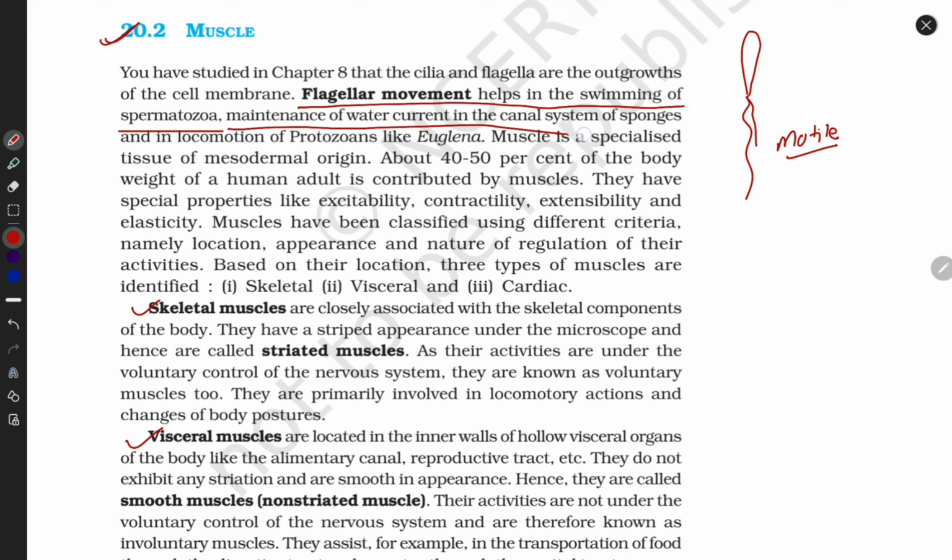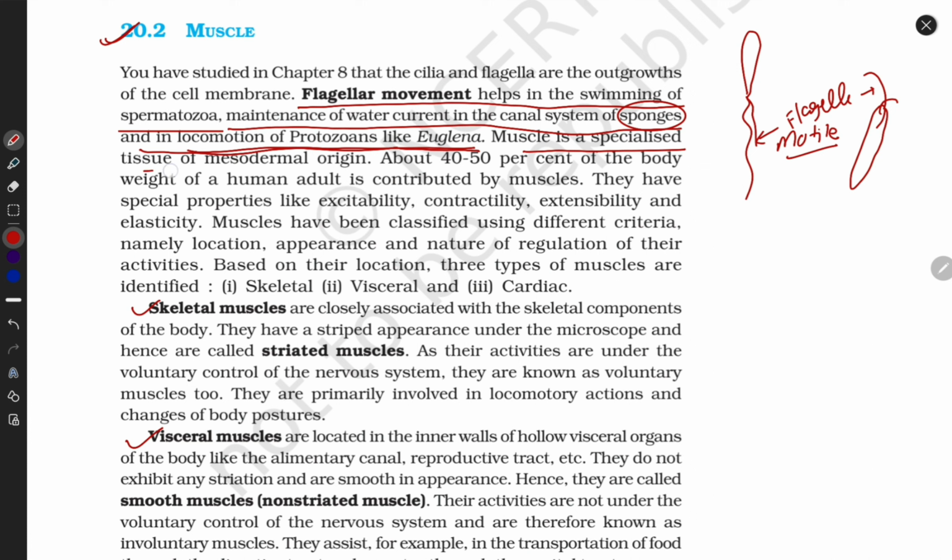Maintenance of water current in the canal system of sponges and in locomotion of protozoans like Euglena. I already told you that Euglena has flagella. They are useful for movement. This flagella, this is also a flagella. They are helpful in movement and locomotion against the water and down the water pressure gradient. Sponges also have a canal system, water vascular system, and in locomotion of, okay, this is complete.